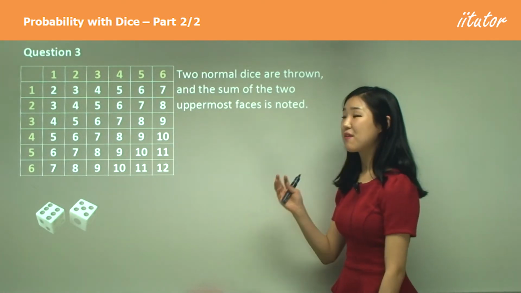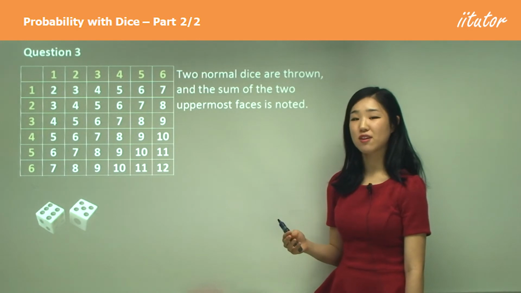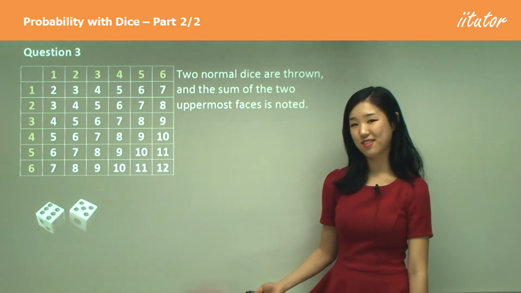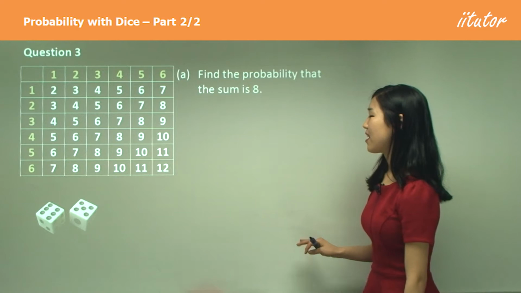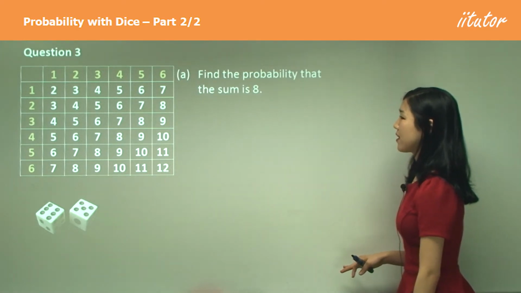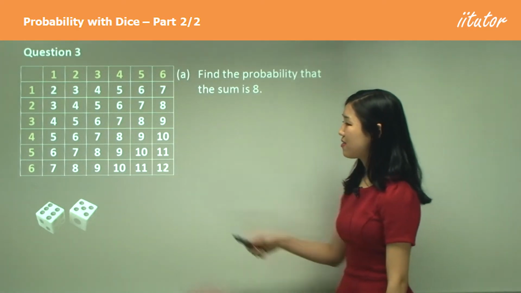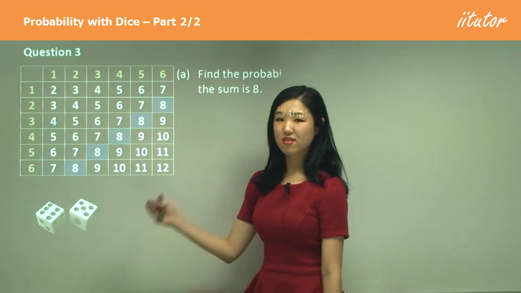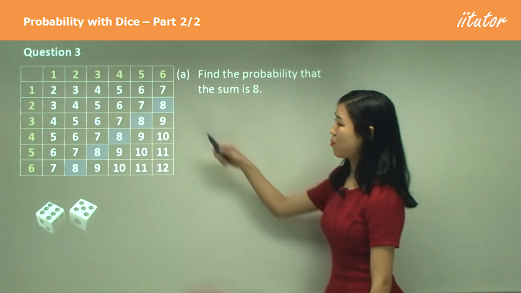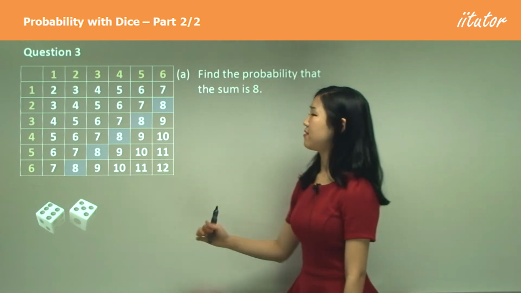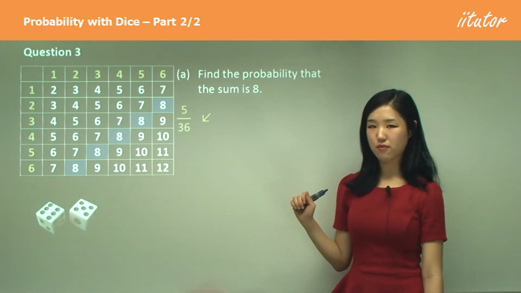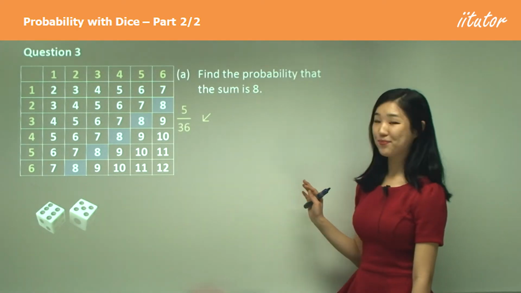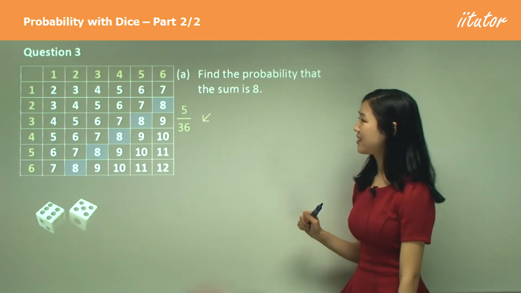Okay, so again, I've done a table and you'll see how much easier it is by looking at the table to answer the questions. So, starting from A, find the probability that the sum is 8. Well, you can see that these ones, the sum is 8. It's just there for you. So you can see that that's 1, 2, 3, 4, 5. So 5 out of 36. And we can't simplify that any further. So that's the answer. Okay, so that's A.